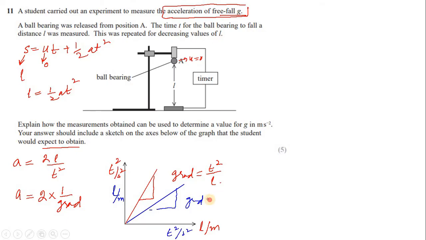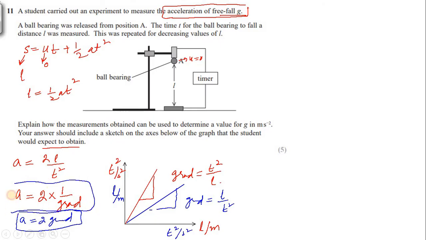In this case, the gradient will be equal to L by t square. So you don't need to take the reciprocal in this case. You just double the gradient. So acceleration is equal to twice the gradient, which will give you the required acceleration. So you can do whatever suits you. Okay, that's what you will have to write here, and you need to sketch.